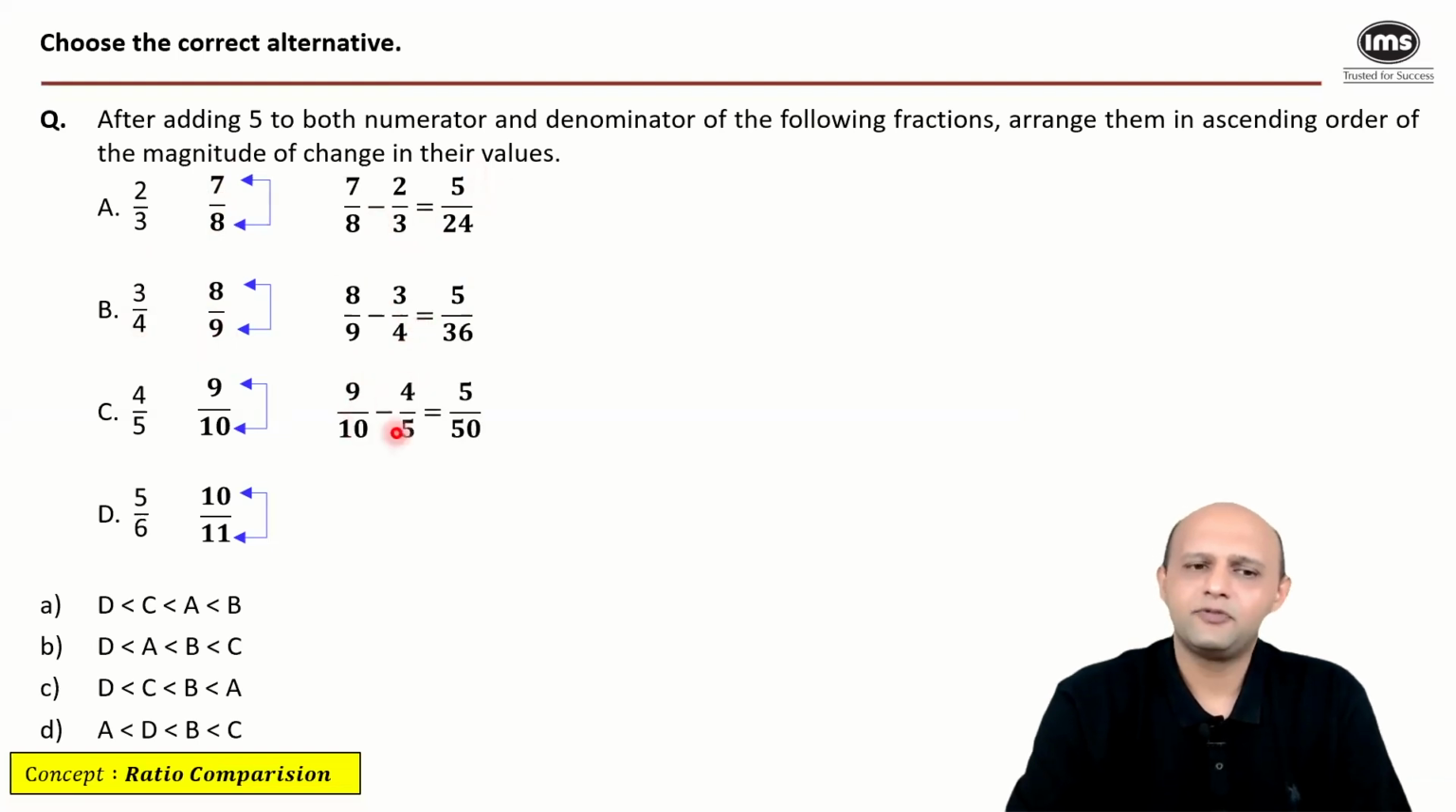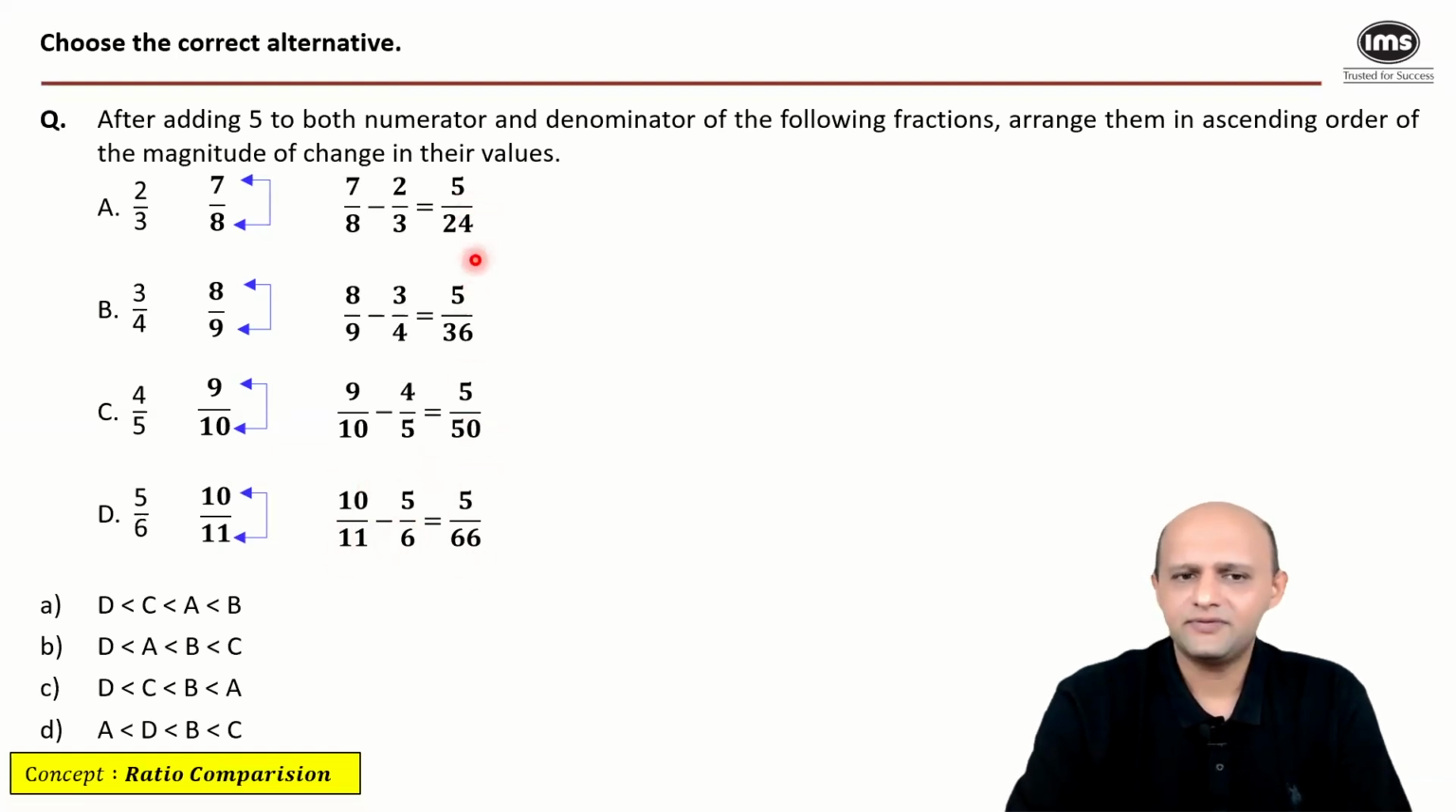9 by 10 minus 4 by 5 is basically going to be 5 by 50. Okay. So we are writing all of this in terms of the common numerator, as you must have observed. Obviously, this could be reduced to a lower format, which is 1 by 10, but we are keeping it as 5 by 50. And 10 by 11 minus 5 by 6 is going to be 5 by 66. So this is 60 minus 55 by 66.